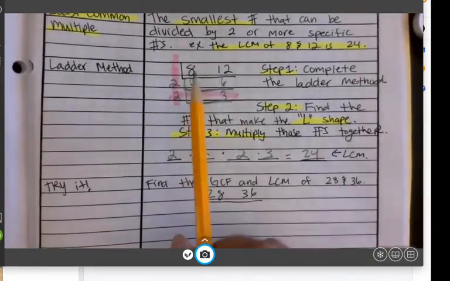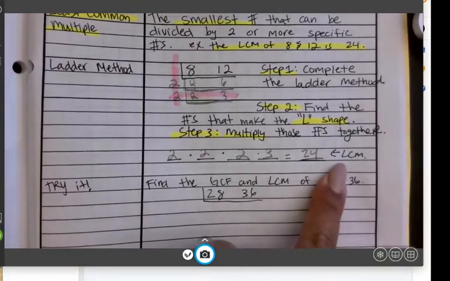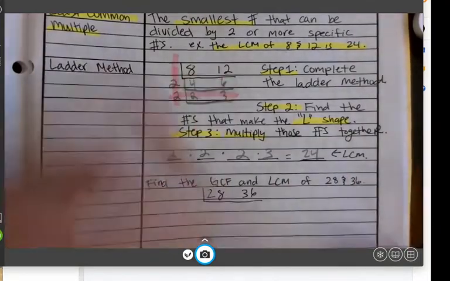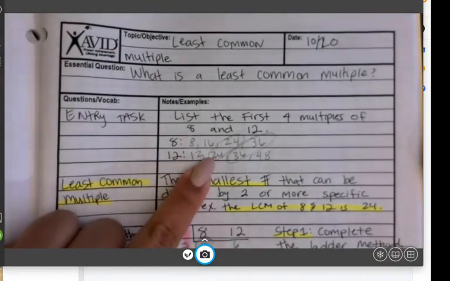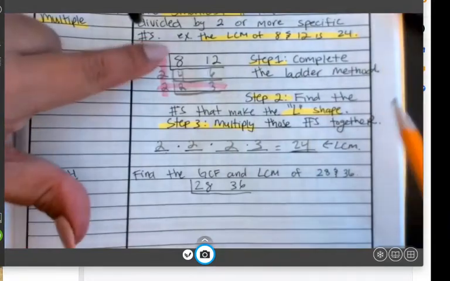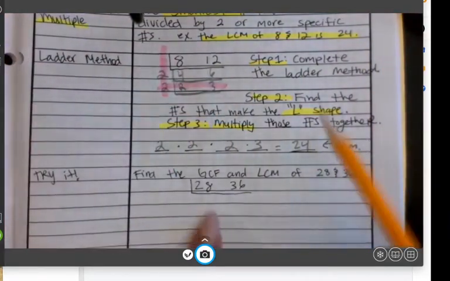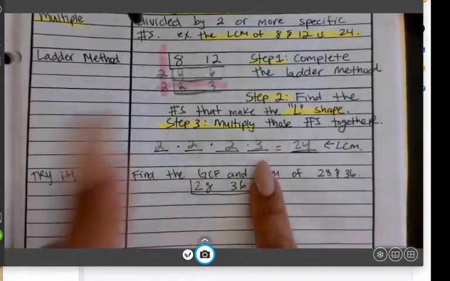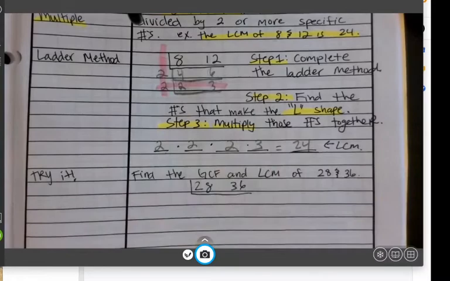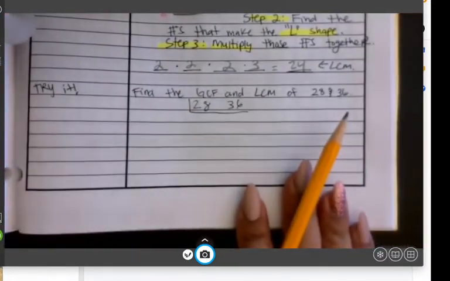So we just showed 2 ways to find the least common multiple of 8 and 12. We did the list method, where we listed them out and found 24. And we did the ladder method, where you multiply the up and down and the left and right. We're going to try it. Find the GCF and LCM. I want you to find both. Find the greatest common factor and the least common multiple of 28 and 36. Do that right now. Go. Pause the video.